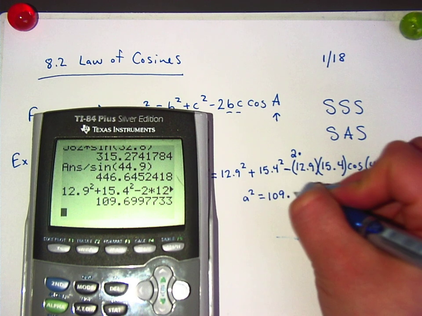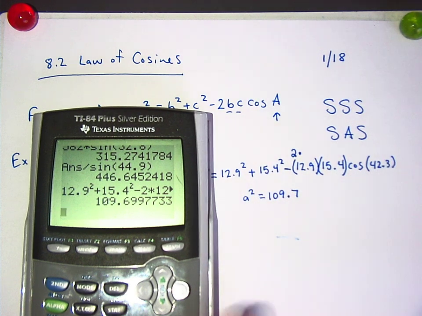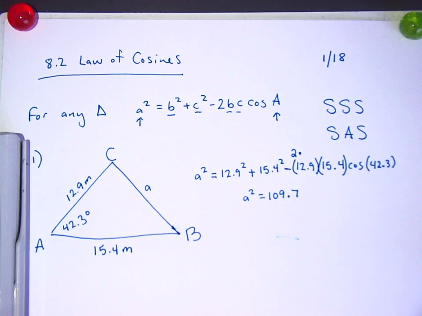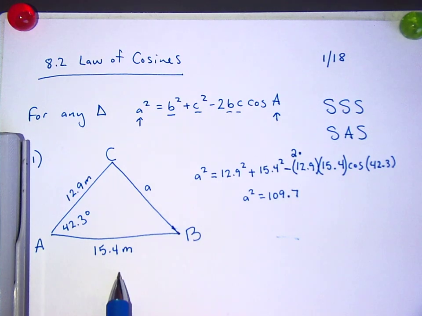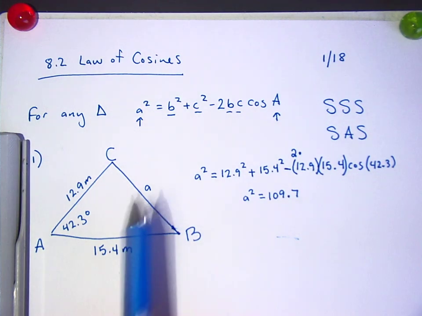I got 109.7. But that doesn't make sense for this side. If this side is 12.9 and this side is 15.4, why is A 109.7?